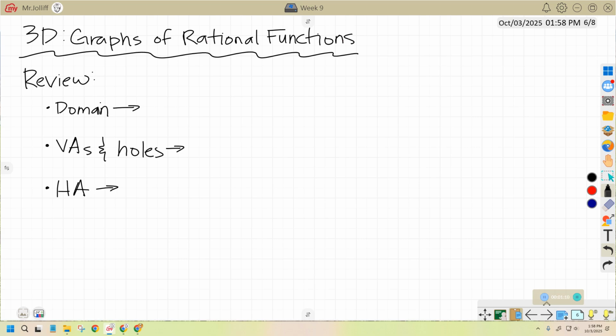All right, so quick review of last time. Last time we talked about rational functions. Raise your hand if you remember what a rational function is.